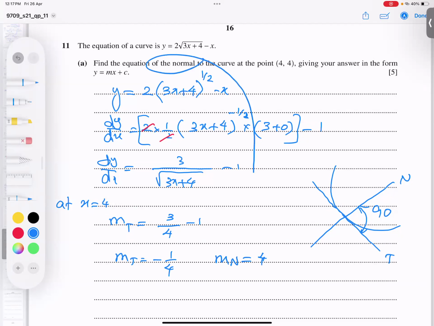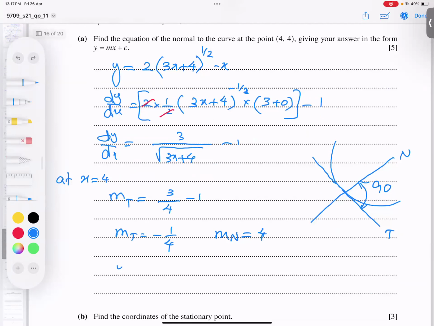Now the equation of the normal: I'm looking for y minus y1 equals m times x minus x1. y minus 4 equals 4 times x minus 4. And finally I get y equals, because he said this format, y alone, 4x minus 12.